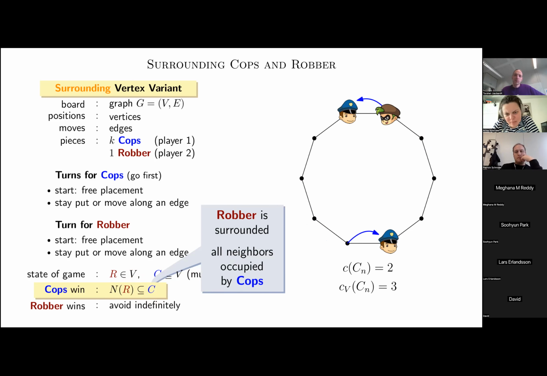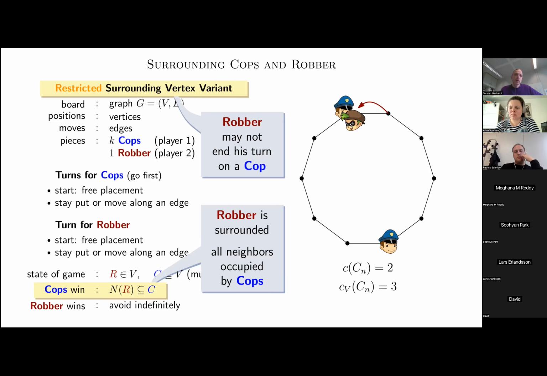So maybe if the cops try to really surround him, the robber can still do this. So actually, the robber strategy would be to just stay opposite of one of the 2 cops always. So when one of the cops goes clockwise, the robber does the same. And if he goes counterclockwise, the robber does the same. And this way, this cop cannot get close to the robber, and the other cop alone cannot surround him.